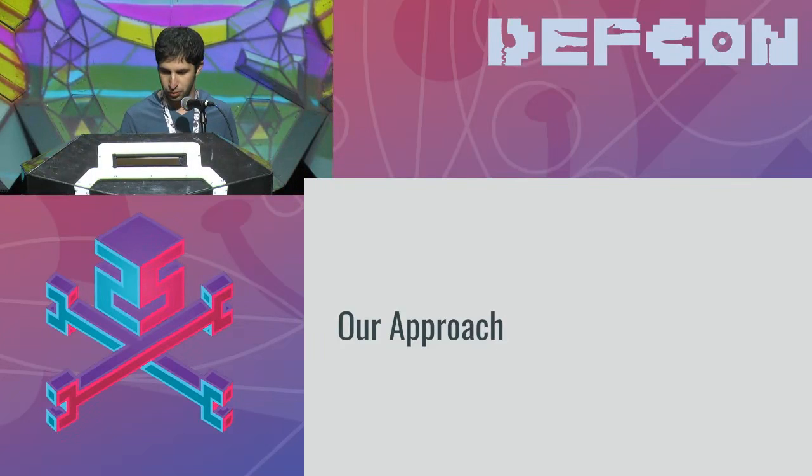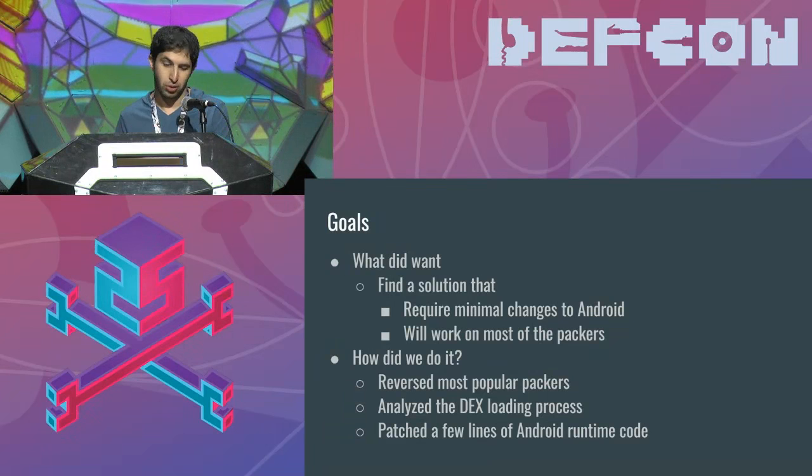So what was our approach? We wanted to find a solution that will require minimal changes to the Android source code, so it will be portable, and work on most of the packers. And so how did we do it? How did we address the problem? We took the most popular packers that we witnessed in our systems and we reversed them. We additionally analyzed the way Android loads a DEX file in order to understand fully how it works. And the result was a patch of a few lines of the Android runtime that will allow us to dump the files and analyze them in our static code analysis.